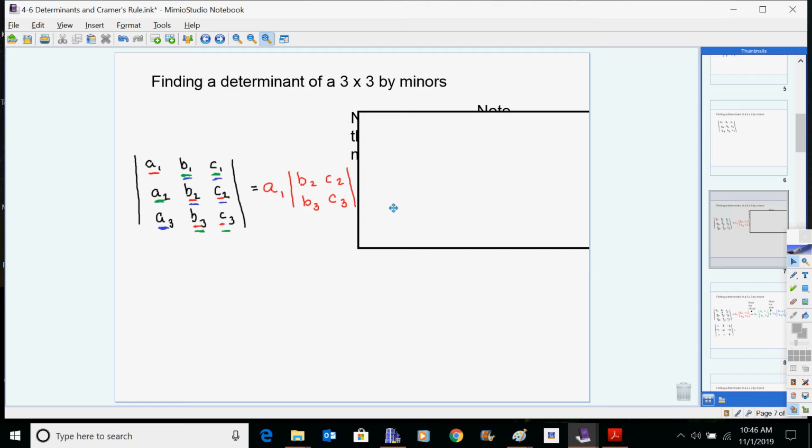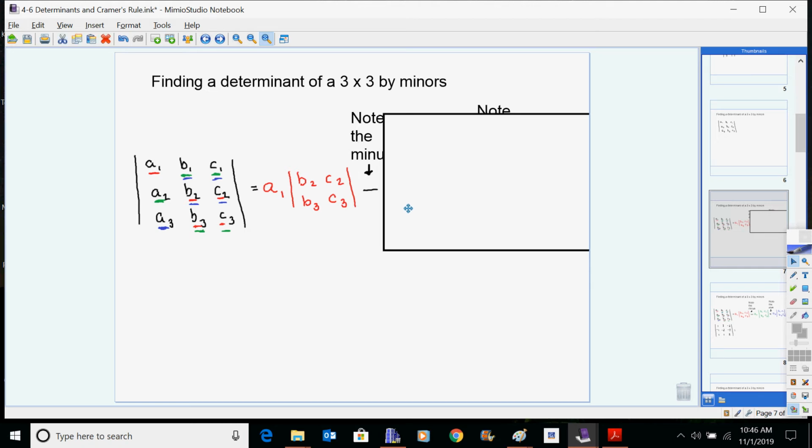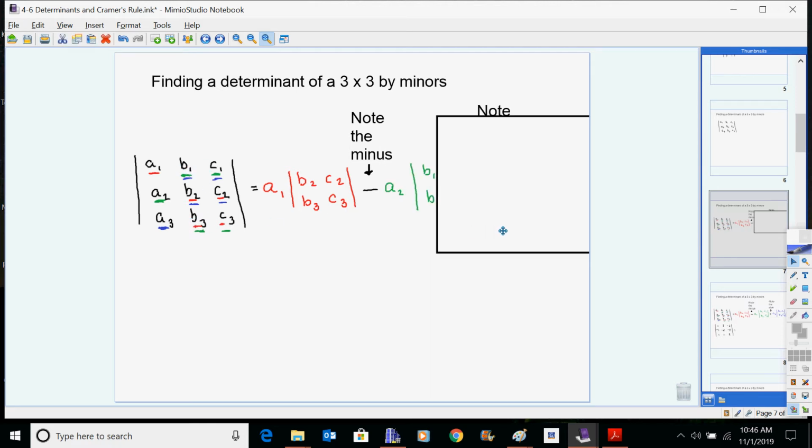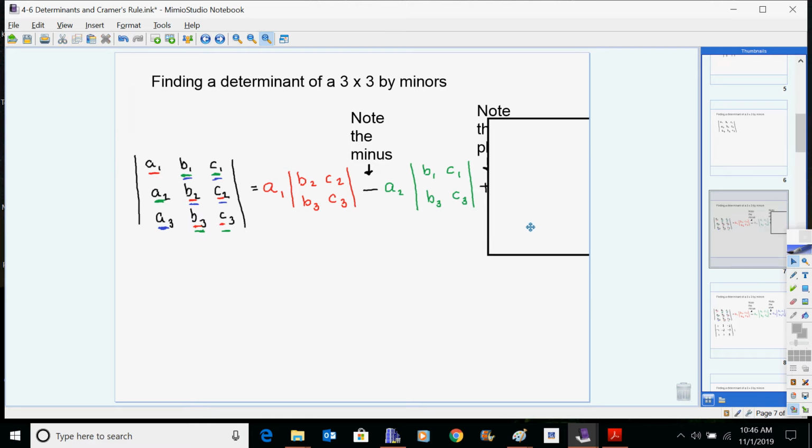Then, after you take this number here times this little box of numbers right here, the determinant of them, we subtract the middle one times the little determinant of numbers formed by these two numbers and these two right there. So it's kind of like by the tops and the bottoms.